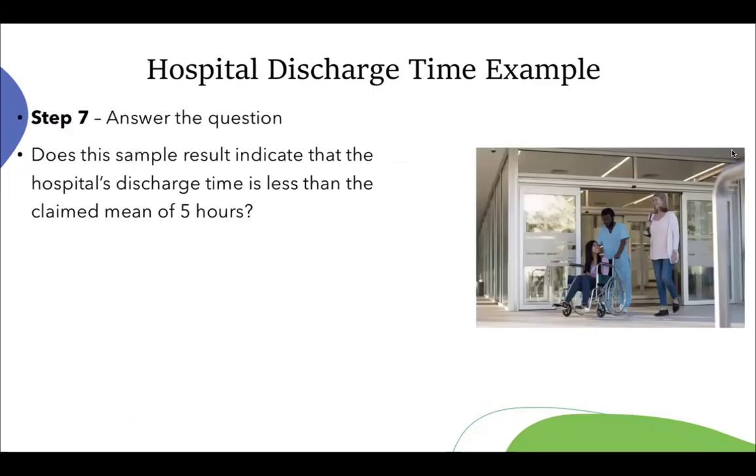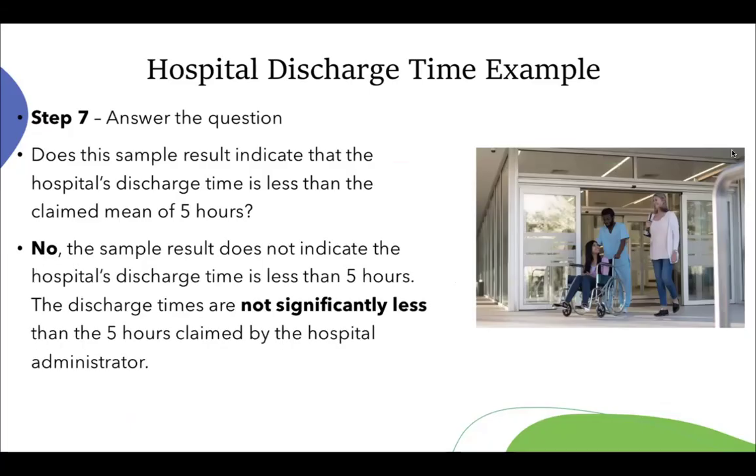So, does this sample result indicate that the hospital's discharge time is less than the claimed mean of 5 hours? And so, since we were using an alpha of 1%, we have to say no. The sample result does not indicate that the hospital's discharge time is less than 5 hours. The discharge times are not significantly less than the 5 hours claimed by the hospital administrator.